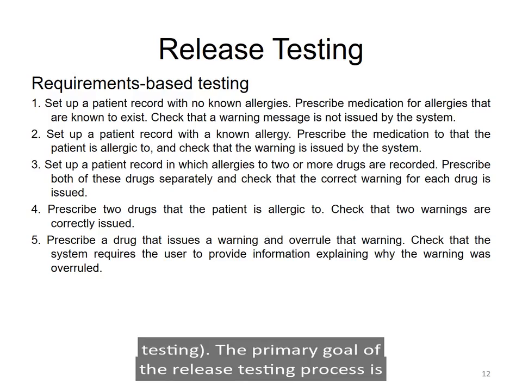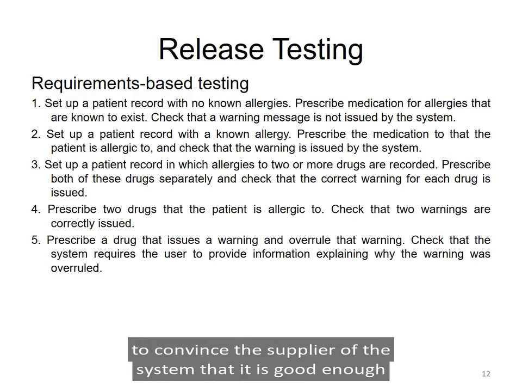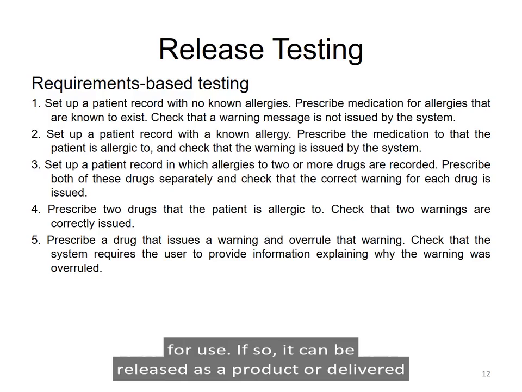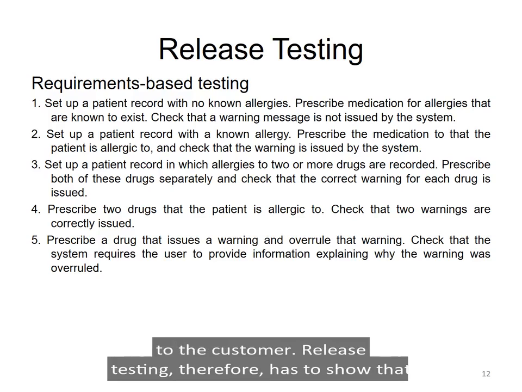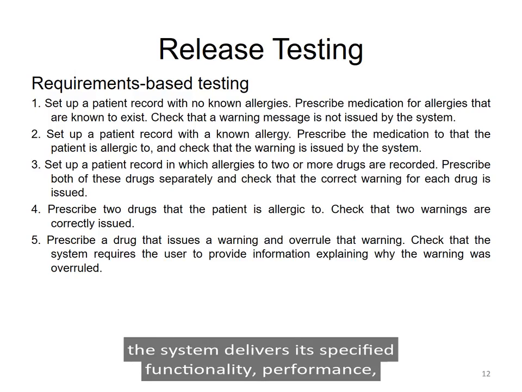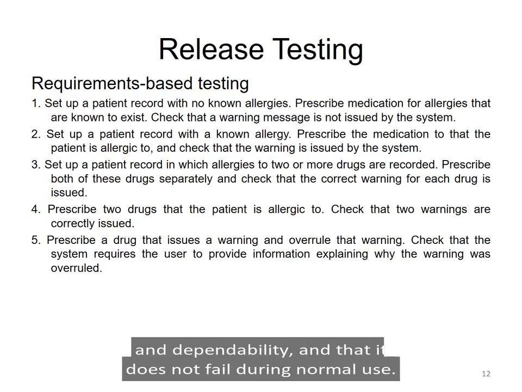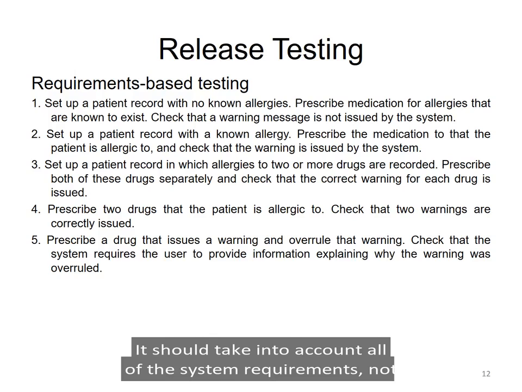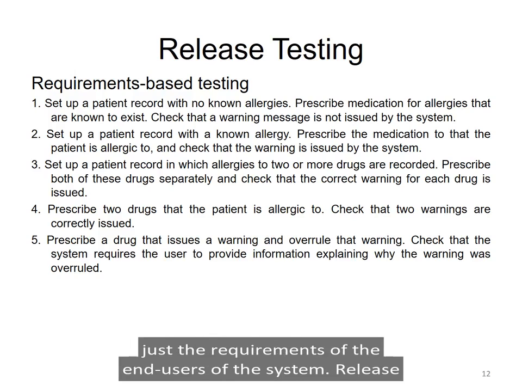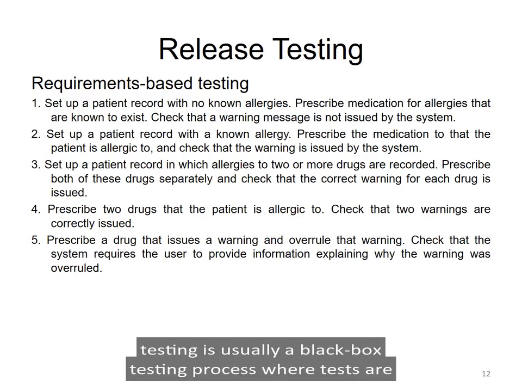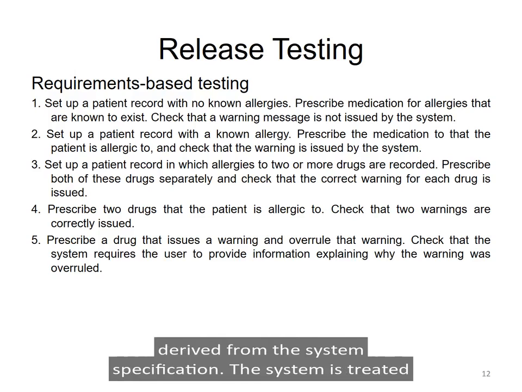The primary goal of the release testing process is to convince the supplier of the system that it is good enough for use. If so, it can be released as a product or delivered to the customer. Release testing therefore has to show that the system delivers its specified functionality, performance, and dependability, and that it does not fail during normal use. It should take into account all of the system requirements, not just the requirements of the end users of the system. Release testing is usually a black box testing process where tests are derived from the system specification.